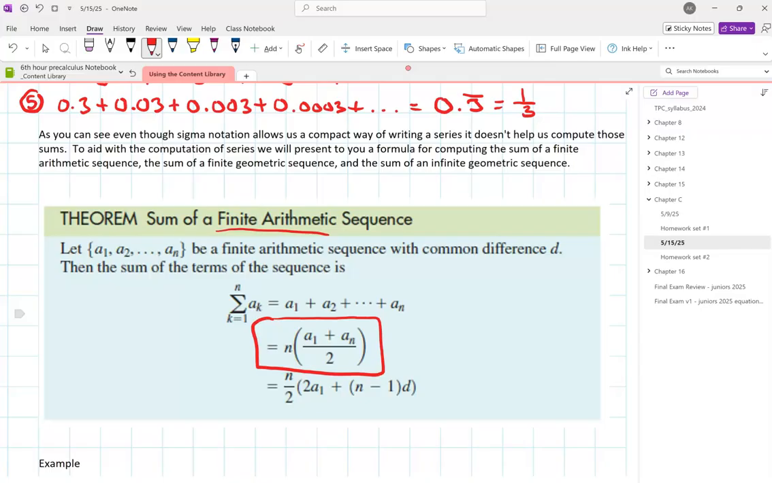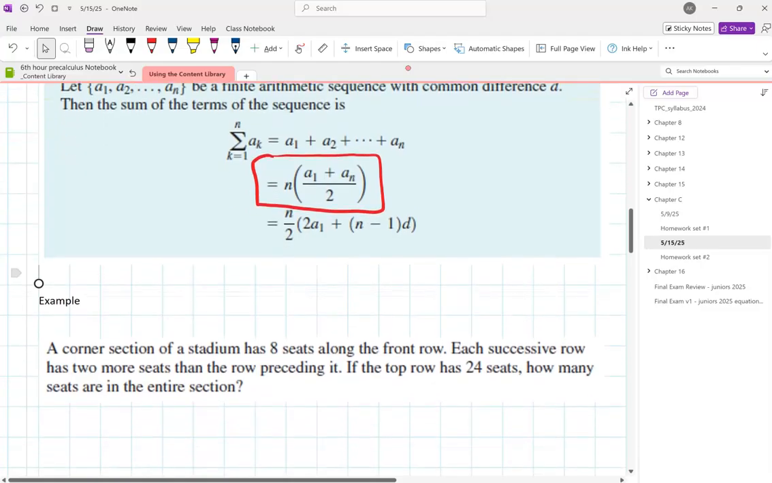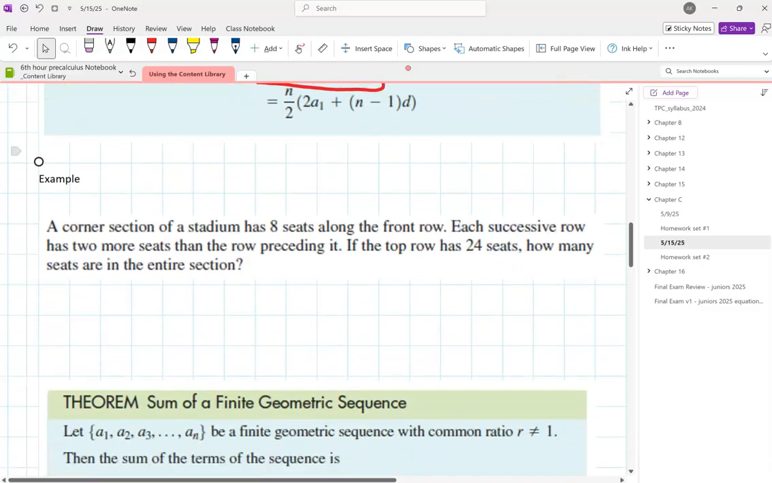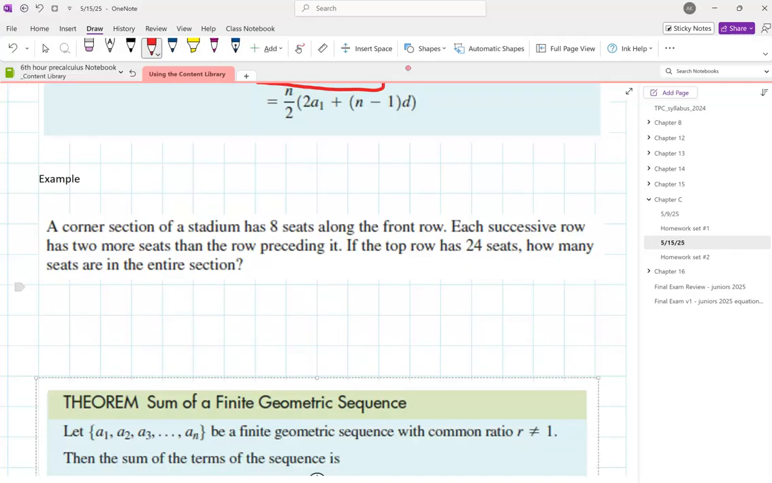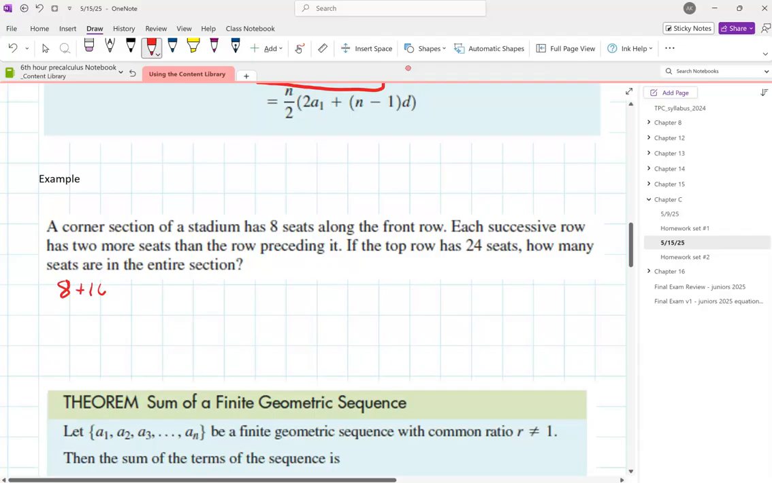Let's do an example with this then. It says a corner section of a stadium has 8 seats along the front row. Each successive row has 2 more seats than the row preceding it. If the top row has 24 seats, how many seats are in the entire section? If I think about this, the first row is 8, the next row will be 2 more, and then 2 more, and so on until we get to 24 seats in the row, right?